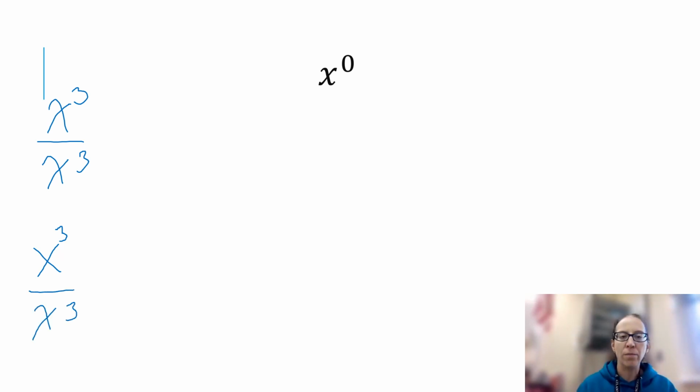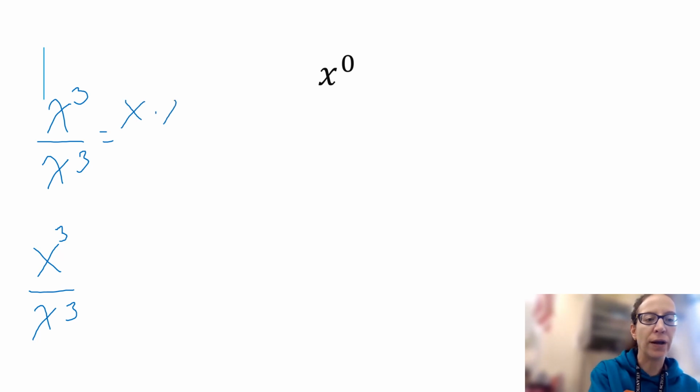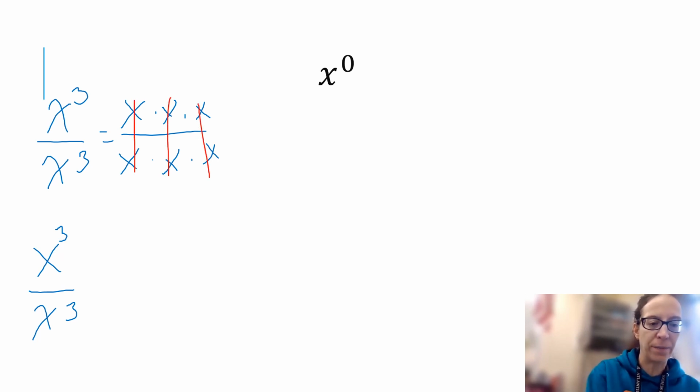Now, we know, because of math, that anything divided by itself is 1. That is how division works. That's the definition of division. If you want to, you can expand this out, and what you end up with is 1 times 1 times 1, which is 1. So x to the third divided by x to the third is 1.